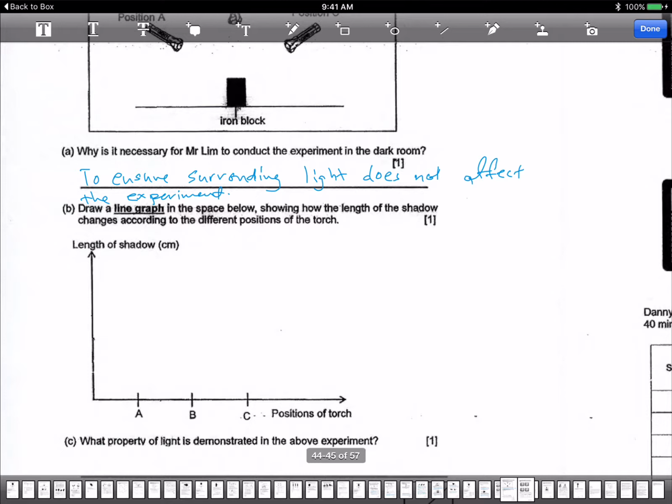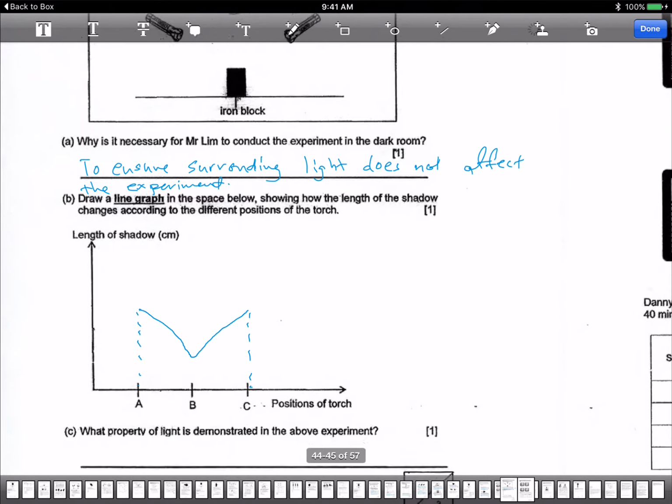Okay, draw a line graph to show how the length of the shadow changes according to the different position. Yeah, it's down and up again. So just draw something like this. Same height, then down and up. Okay, a bit like a V. It's a dotted line, okay? It's like a V.